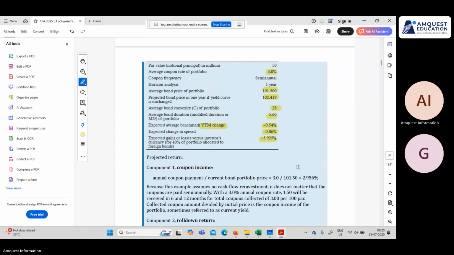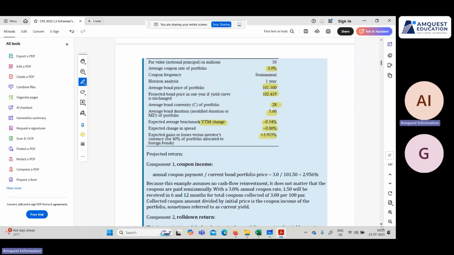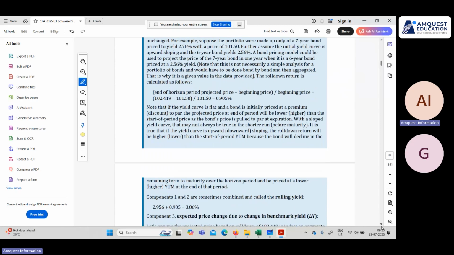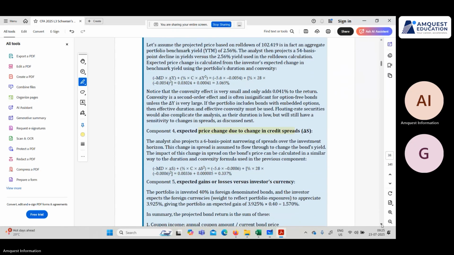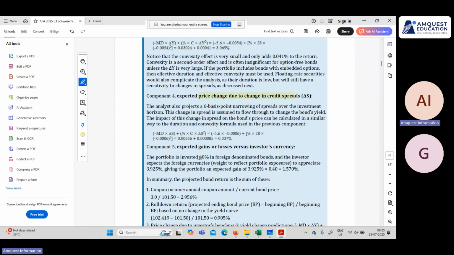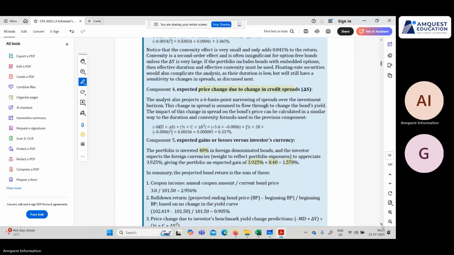Makes sense, right? So basically, what you can do here is look at this and calculate all the values. If it is invested in 40%, and the return is 3.925, then 3.925 multiplied by the weight will give you 1.57 return. Is that okay?